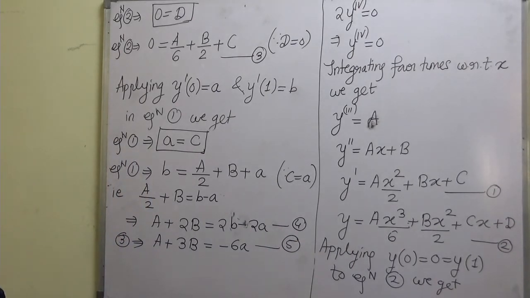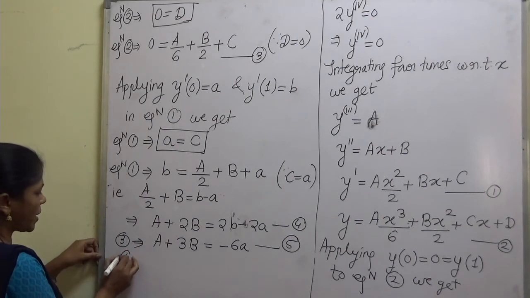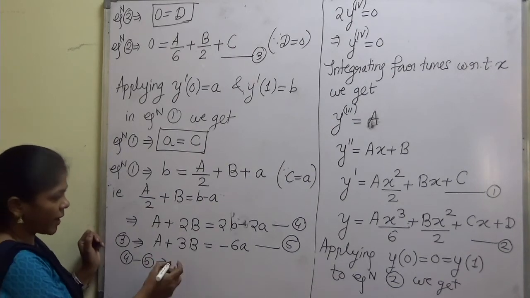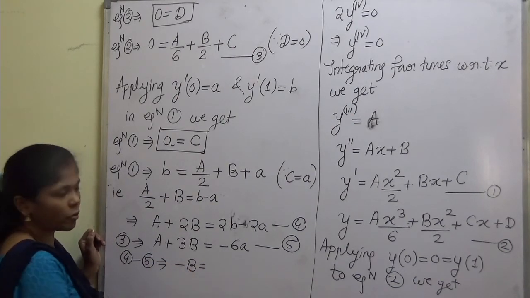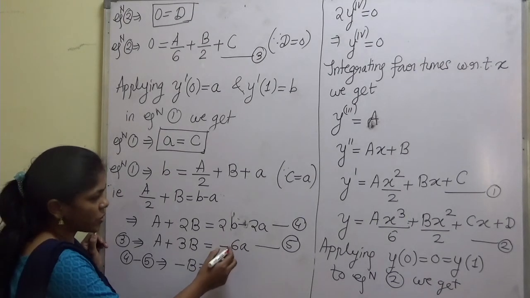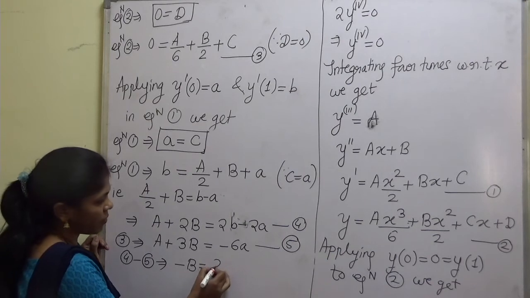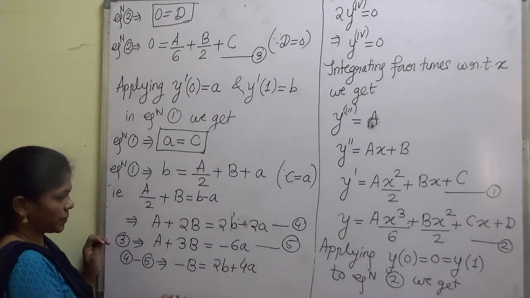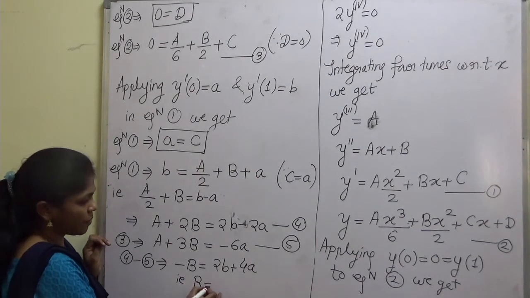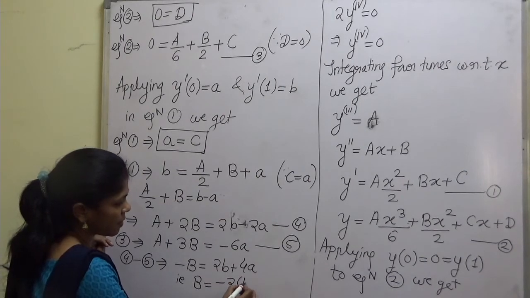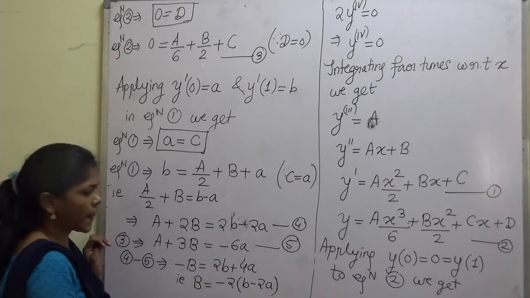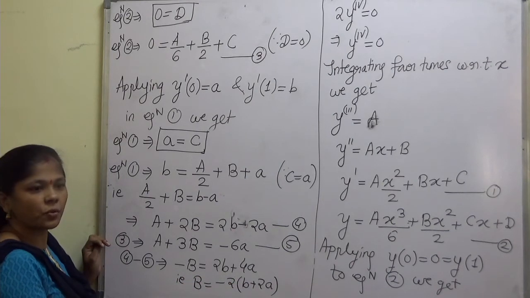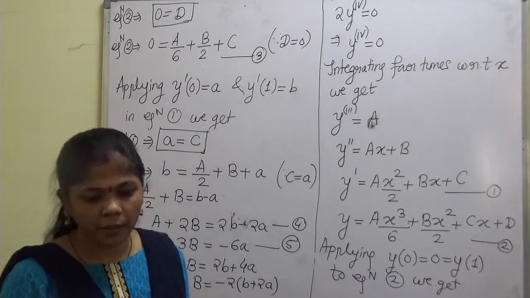Right? Now solve this. So 4 minus 5 implies, what we will have? So minus b equal to 4 minus 5, right? So 2b minus 2a minus this. So what it will be? 2b plus 4a. So that is, what is the value of b? b is minus of 2 times b minus 2a, b plus 2a, right?